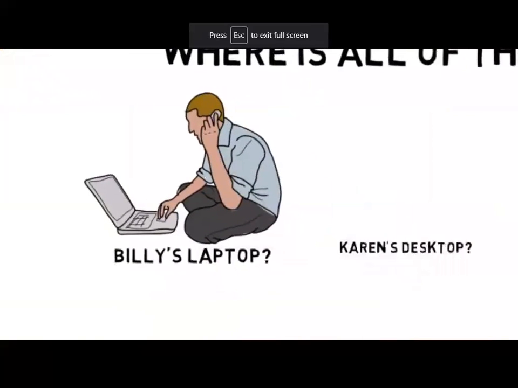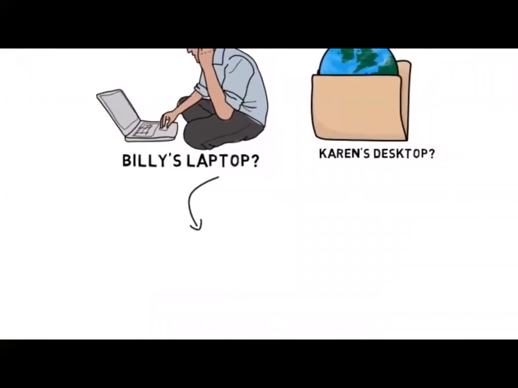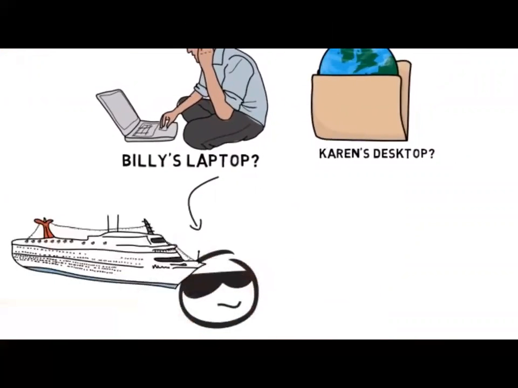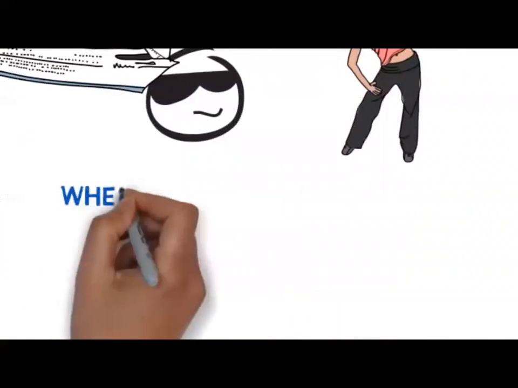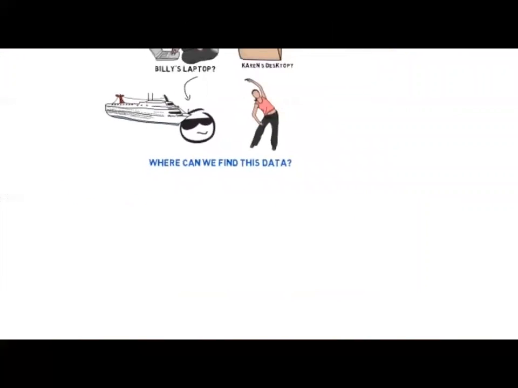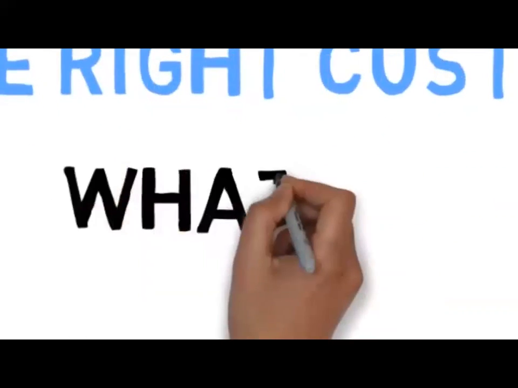Or maybe it's on Karen's desktop for marketing. But then what do we do when Billy decides that he wants to go on vacation? And Billy's decided to cruise the Caribbean. Or what if Karen decides she wants to take the day off for her yoga classes? Where can we find this data now? And how long does it take your staff to locate the right customer information?